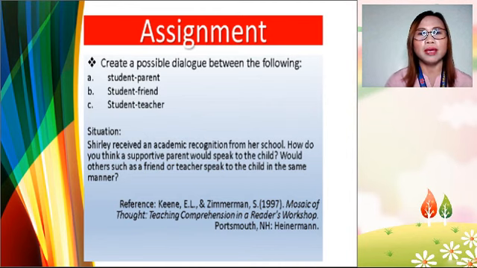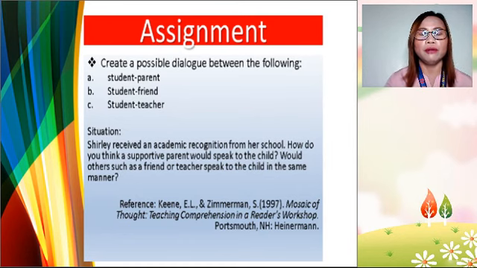For your assignment, you are going to create a possible dialogue between the following. For A, student to parent. B, student to friend. C, student to teacher. And the situation is, Shirley received an academic recognition from her school. How do you think a supportive parent would speak to the child? Would others such as a friend or teacher speak to the child in the same manner?